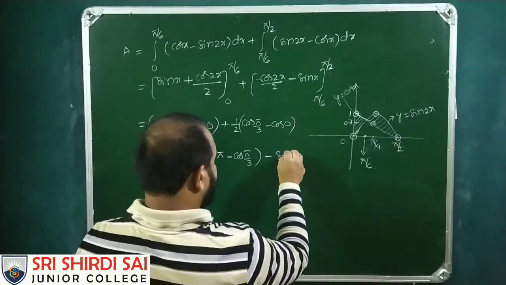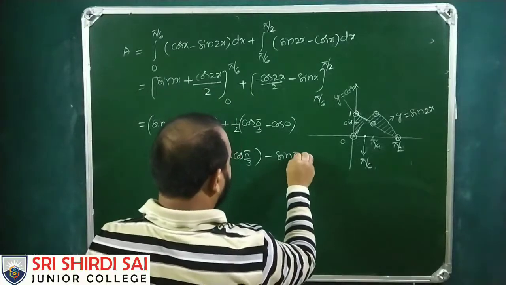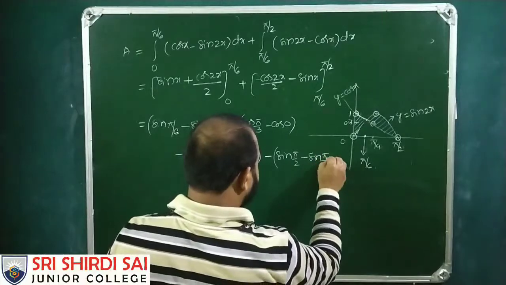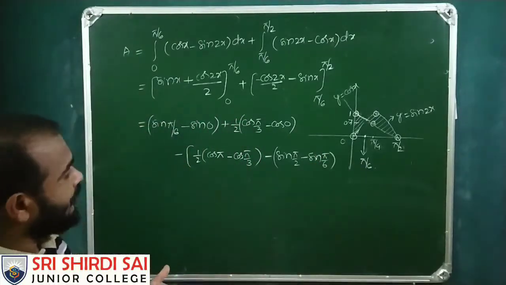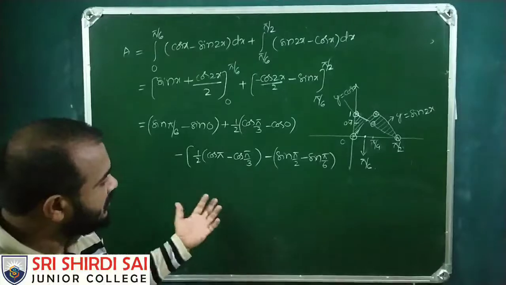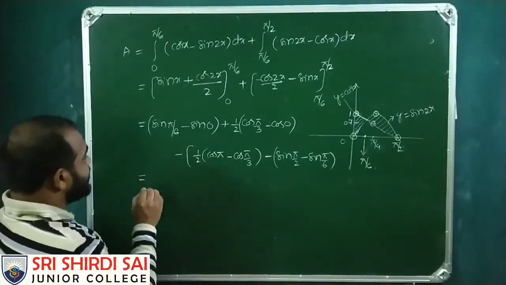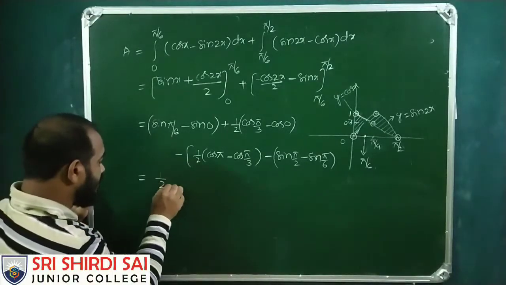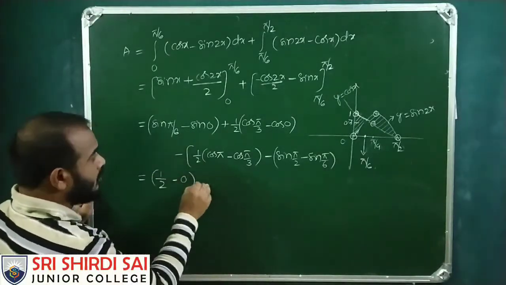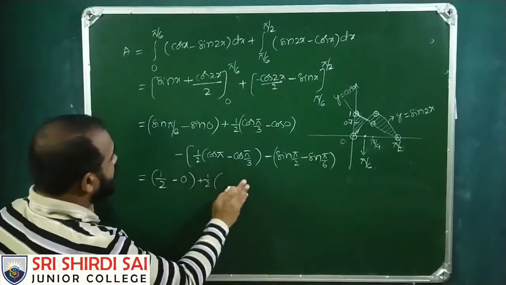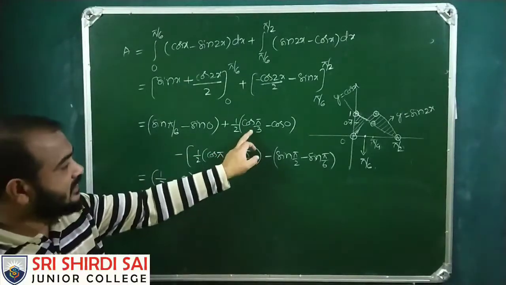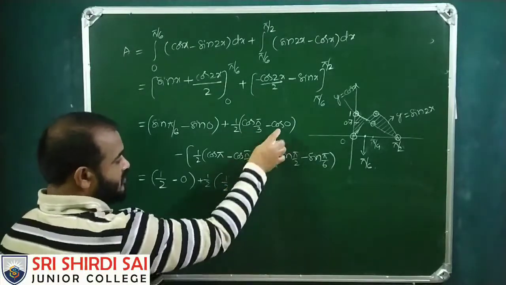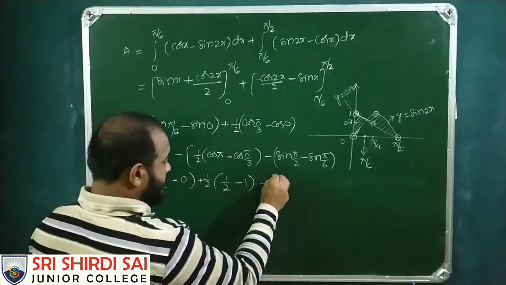Okay, sin in the place of x, upper limit pi by 2, minus sin in the place of x, lower limit pi by 6. So everything we have. All we need to do is just simplify. Sin pi by 6 is sin 30. Sin 30 value is 1 by 2. Sin 0 value is 0, plus 1 by 2. Cos 60. The value of cos 60 is 1 by 2, minus cos 0 value is 1, minus 1 by 2.